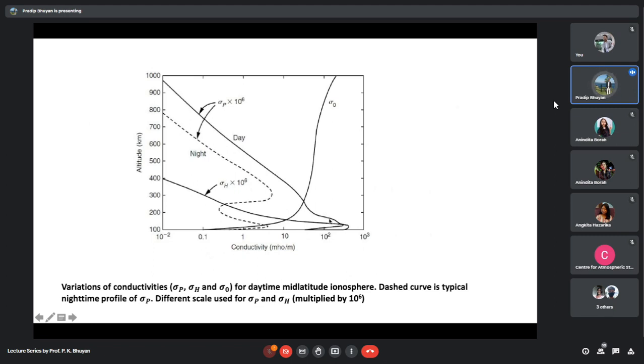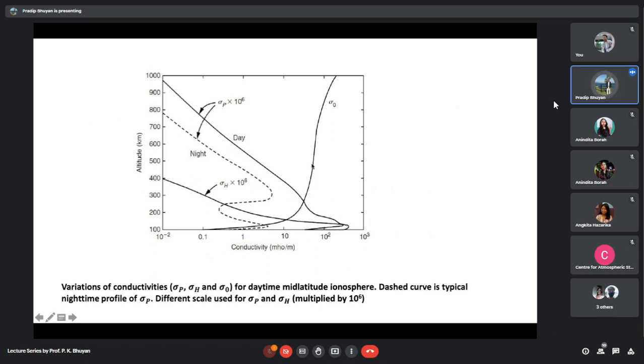After that, sigma p takes over. That means above this 120 kilometer, 130 kilometer, sigma p is more than sigma h. So Hall conductivity is maximum in the E region or just above the E region, at 110 kilometers or so. Okay, 110 kilometers, the middle of the E region. So in the middle of the E region, Hall conductivity is maximum. So this is how the conductivity varies.